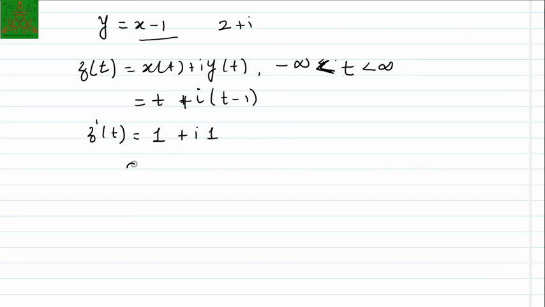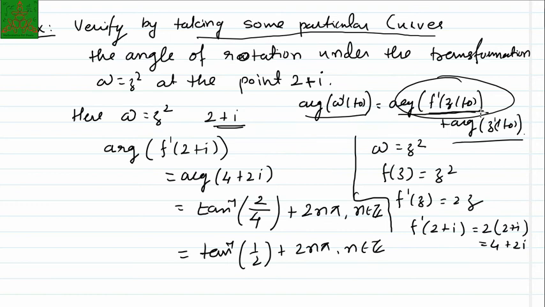Now the argument of z dash of t is tan inverse of 1 by 1. So that is tan inverse of 1, and that's why it is pi by 4. Why have we calculated this? Because we need to calculate that quantity at the point t0, where t0 is 2 plus i. So we have calculated that this side quantity is pi by 4.